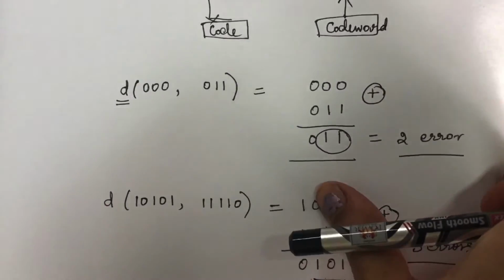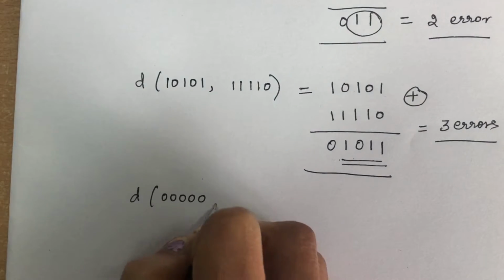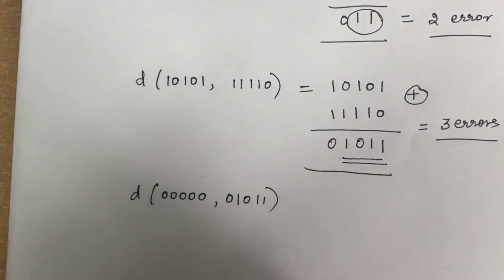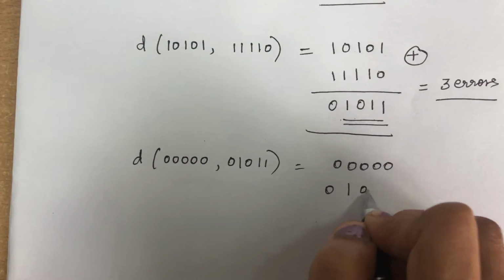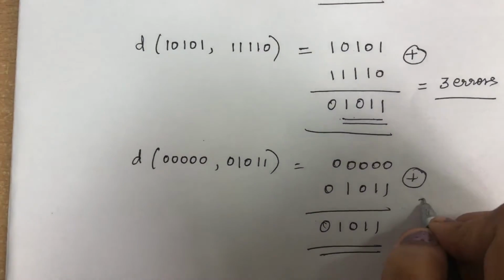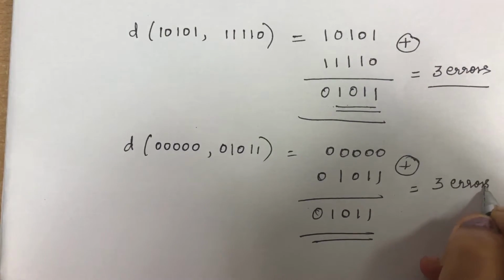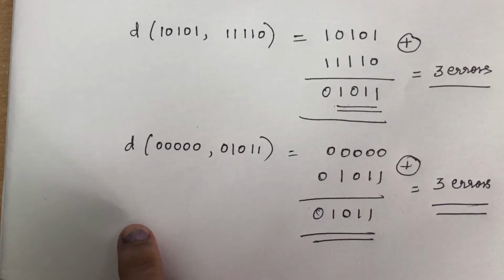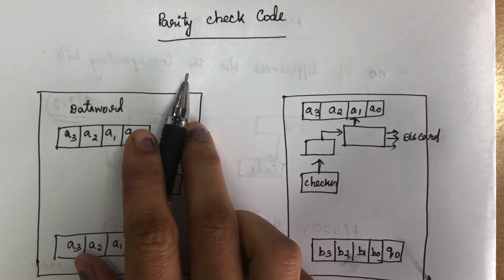Okay, so one more example we will see. Suppose the sent word is like this and the received word is like this. When we apply this exclusive OR operation, the number of errors here also is 3. So by this type of Hamming distance concept, we can easily find how many errors have occurred during the transmission.